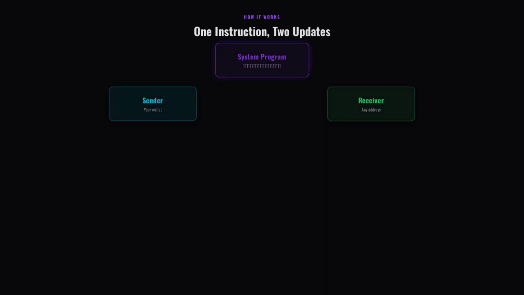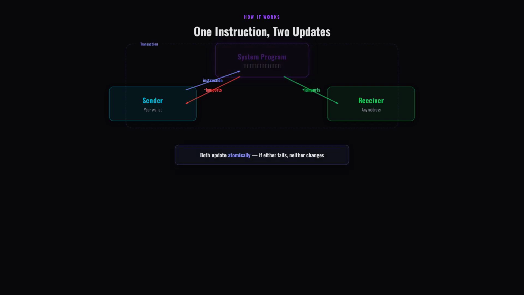A SOL transfer is a single instruction sent to the system program. The system program is Solana's built-in program that handles basic account operations. It debits lamports from the sender and credits them to the receiver. Both accounts update in the same transaction, atomically. If either fails, neither changes.